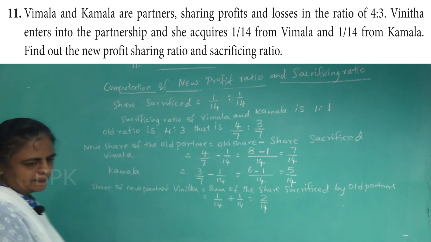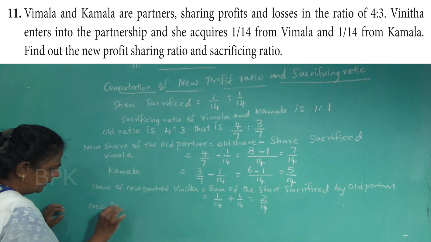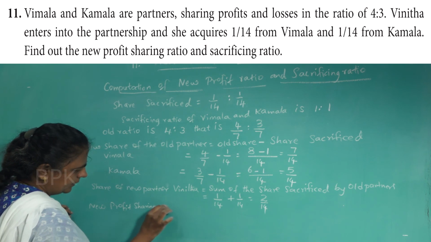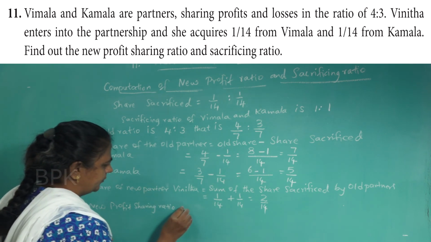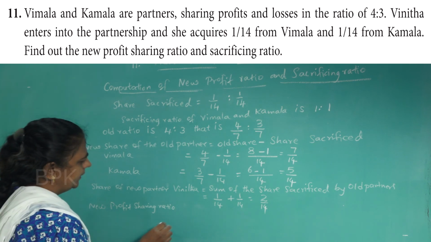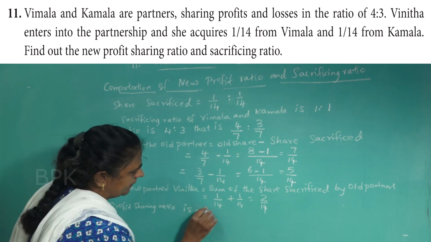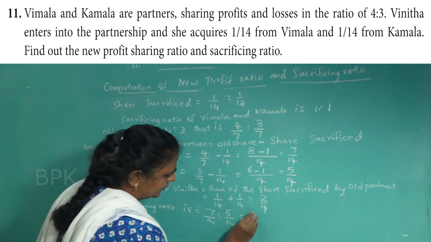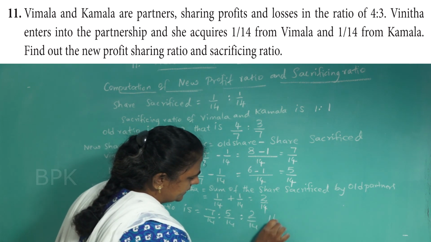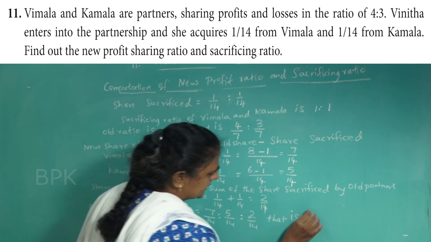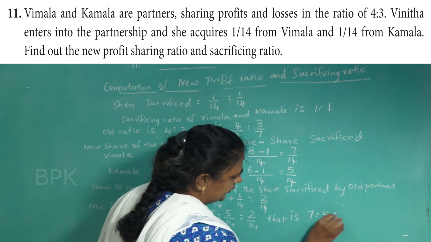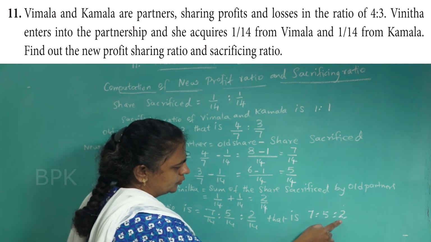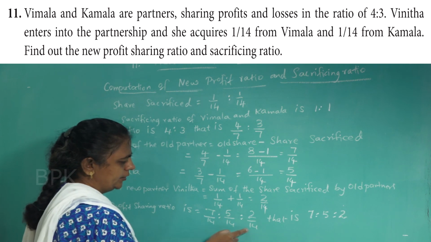Okay, so that you write here. New profit sharing ratio of Vimala, Kamala and Vinita is 7 by 14, 5 by 14, 2 by 14. That is 7 is to 5 is to 2. If you add these three, 7 plus 5, 12, 12 plus 2, 14. So if you add all these three, you should get the denominator 14.